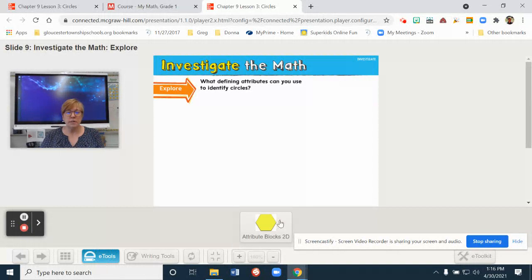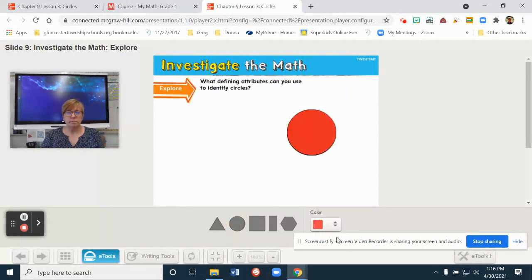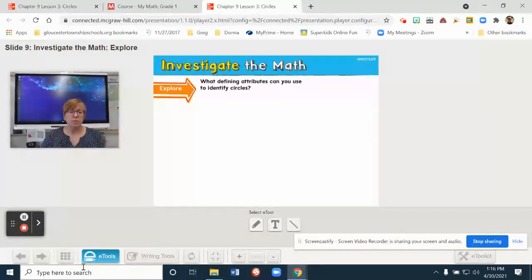Well, let's look here. I see no straight lines. Does a circle have any vertices where 2 sides come together to meet? No. What type of line do you see here? Right, curves. So there are no vertices and no sides on a circle. All right, so let's continue.